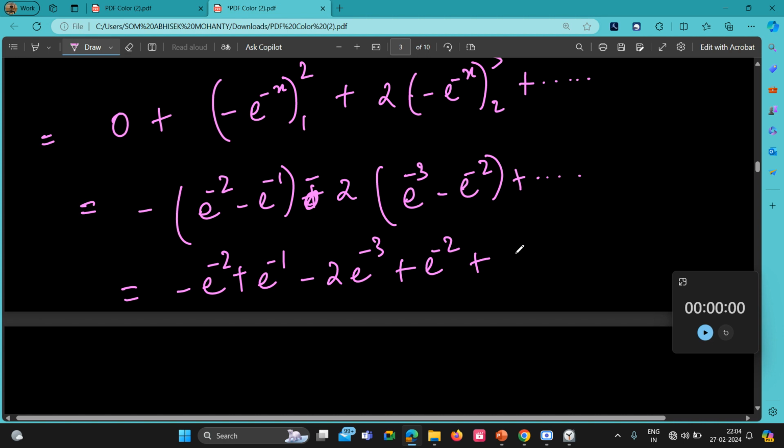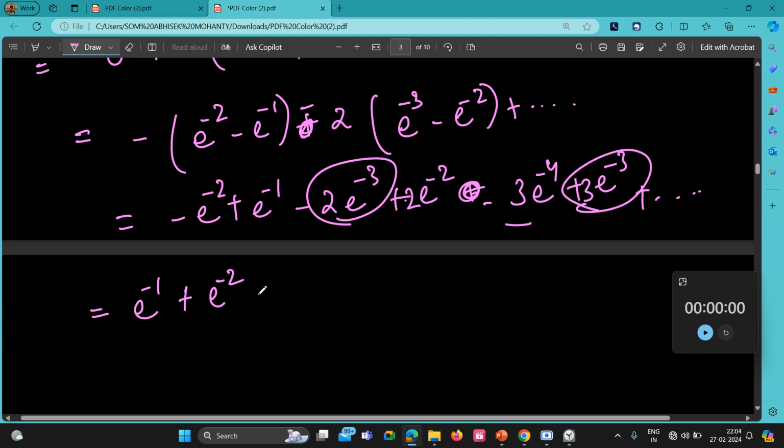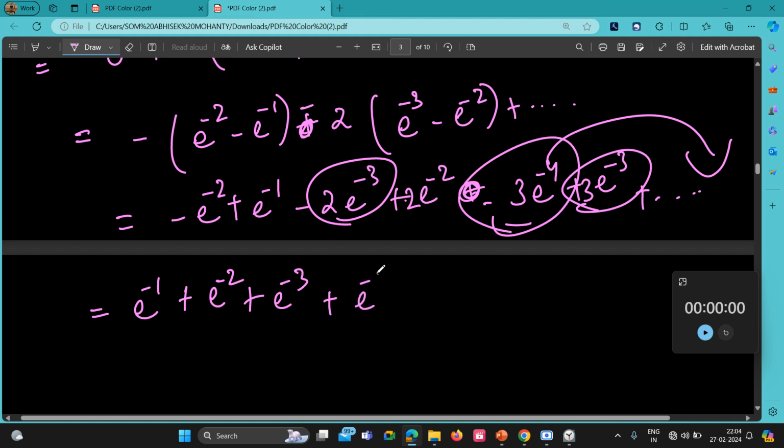Okay, next term would be what? If you can guess, it will be 3, so minus 3 e to the minus 4 plus 3 e to the minus 3. So it will go on like this. If you try to solve this and simplify it, it will be e to the power minus 1, then e to the power minus 2, and this one e to the power minus 3, and each collaborates with the next term. So it will go on and on up to infinity.